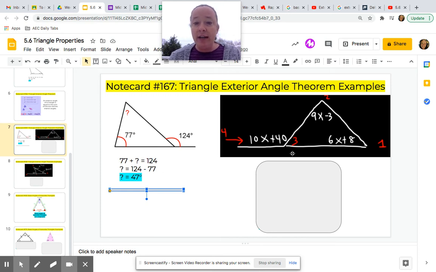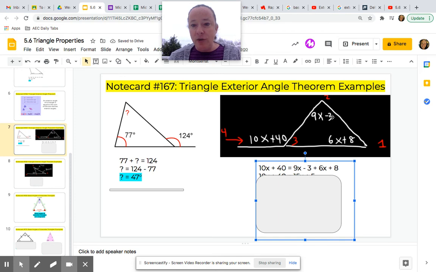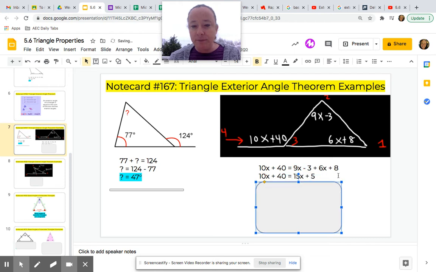Now over here it gets trickier because we have binomial expressions with variables, but it's still the same process. We know that this angle 4 right here is equal to angle 2 plus angle 1, so I'm going to set it up that way. 10x plus 40 equals 9x minus 3 plus 6x plus 8. Then you just follow algebra rules. You combine like terms on the right side. I left the 10x plus 40, and on the right, 9x plus 6x is 15x, and negative 3 plus 8 is plus 5.